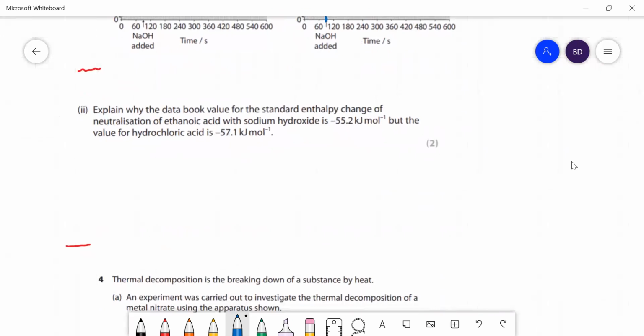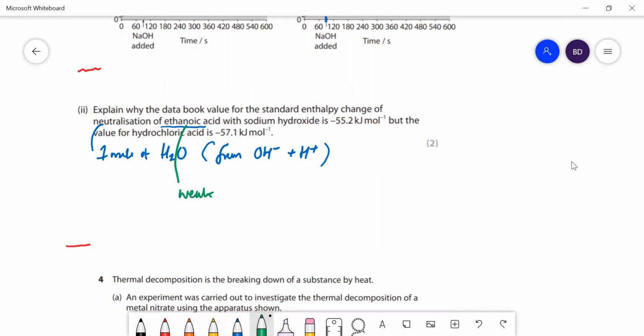Okay, explain why the data book value for the enthalpy change of neutralization is different for ethanoic acid. Remember, enthalpy change of neutralization is when we're forming 1 mole of water. And we're forming that from OH minus ions and H plus ions. So why is it less exothermic? Well, ethanoic acid, of course, is a weak acid. I'll give you 1 mark for that.